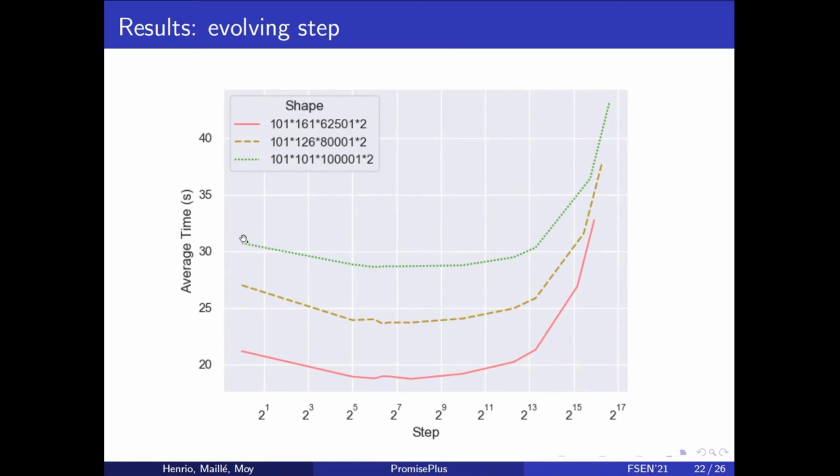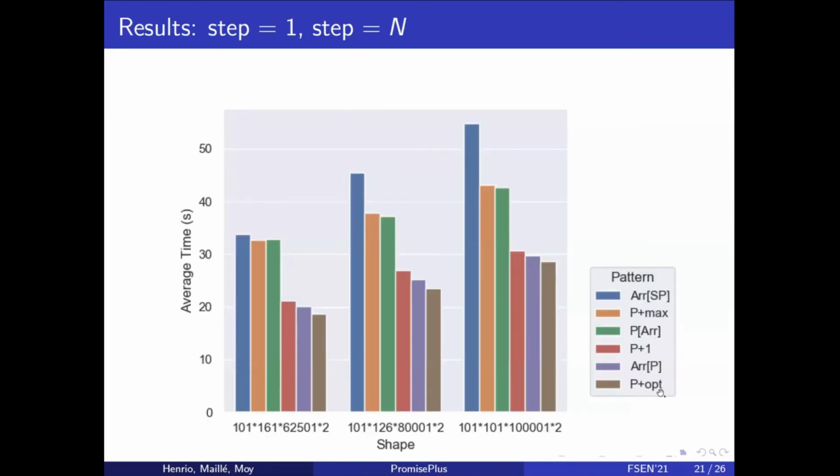Here we have a lot of synchronization, and here we spend a long time waiting. However, as the step grows, we spend less time in synchronization, and as it reduces, we spend less time waiting, until somewhere along this line, where the step at 2 to the power of 8 gives the best result. And this is how we found this P plus opt.